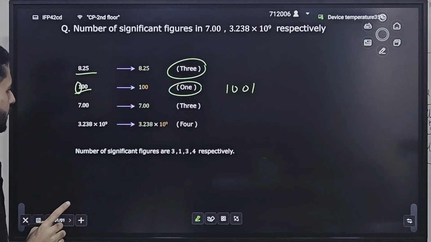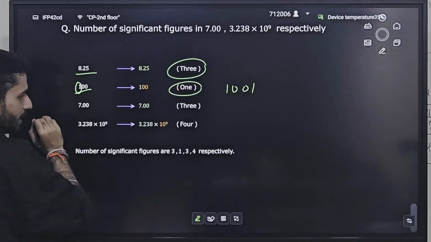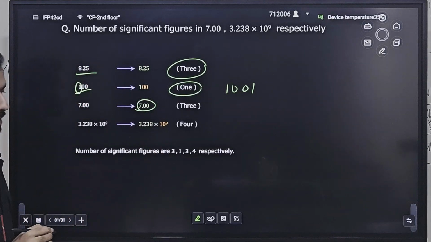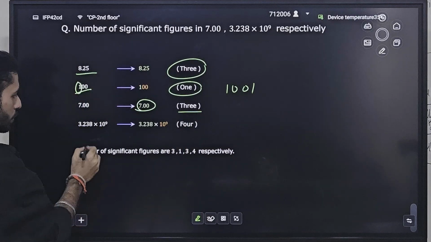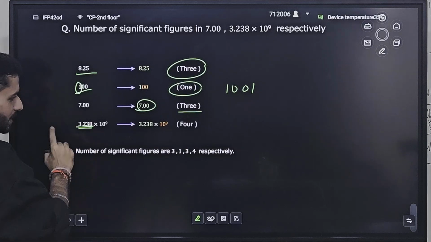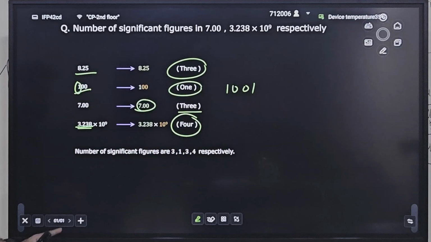So don't get confused. See here, exactly the same kind of scenario, but there is a decimal. Due to this decimal, all these three digits will become significant. That is, the answer will be 3. In this case, I have already told you, only the base numerical part will be significant. How many numbers are there? 4. That means the answer will be 4. So, basic question, but important question.